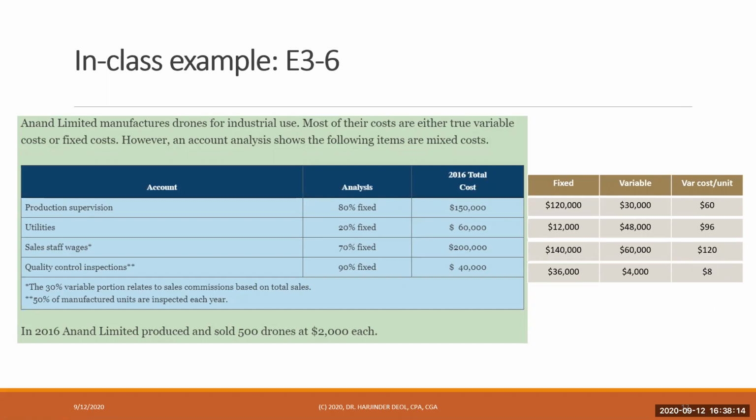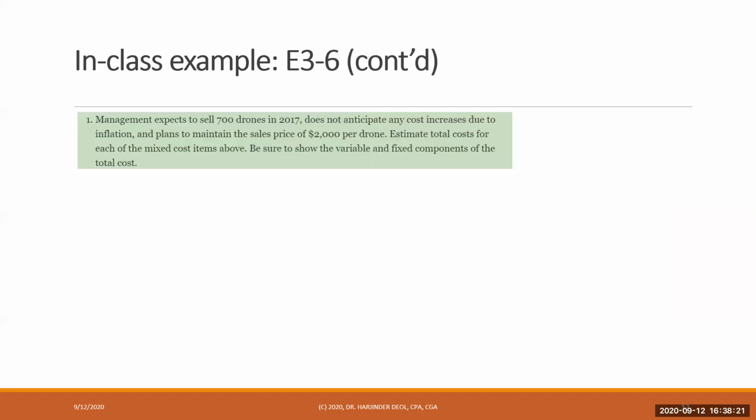So after having done this preliminary analysis, we then go look up what the requirement is. The first part of the question tells us that management expects to sell 700 drones compared to 500 in 2016. In the year 2017, it does not expect any cost changes, and plans to maintain the sales price of $2,000 per drone.